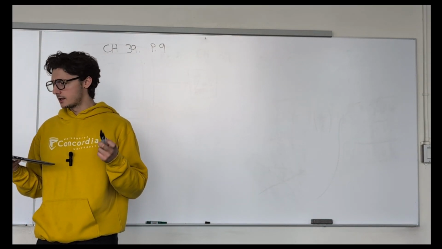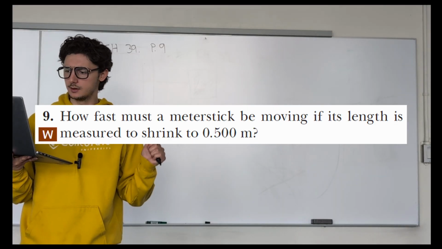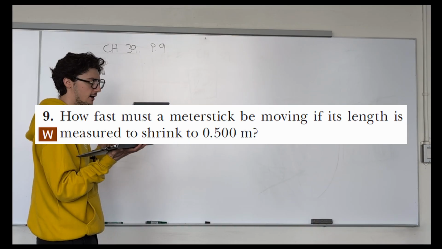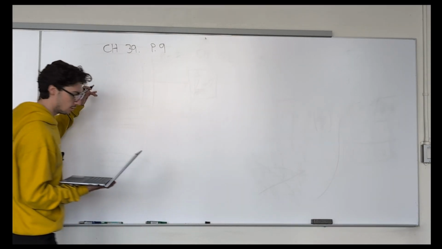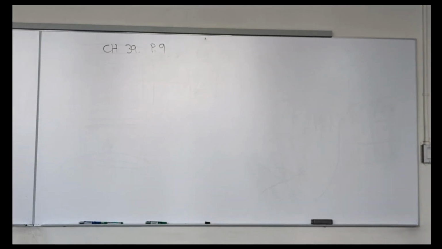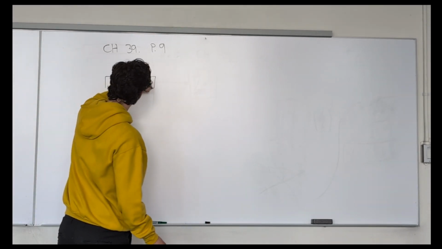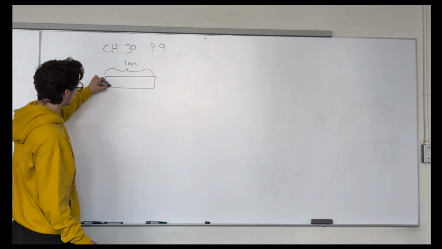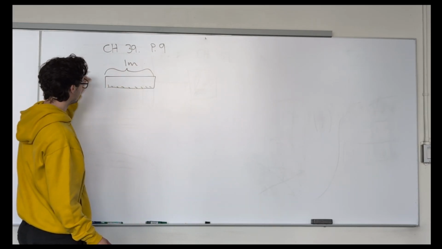This one says, how fast must a meter stick be moving if its length is measured to shrink to 0.5 meters? So that's it. That's the whole problem. It is one sentence, one question. So basically we have 1 meter stick. This is 1 meter, all the things, 1 meter.